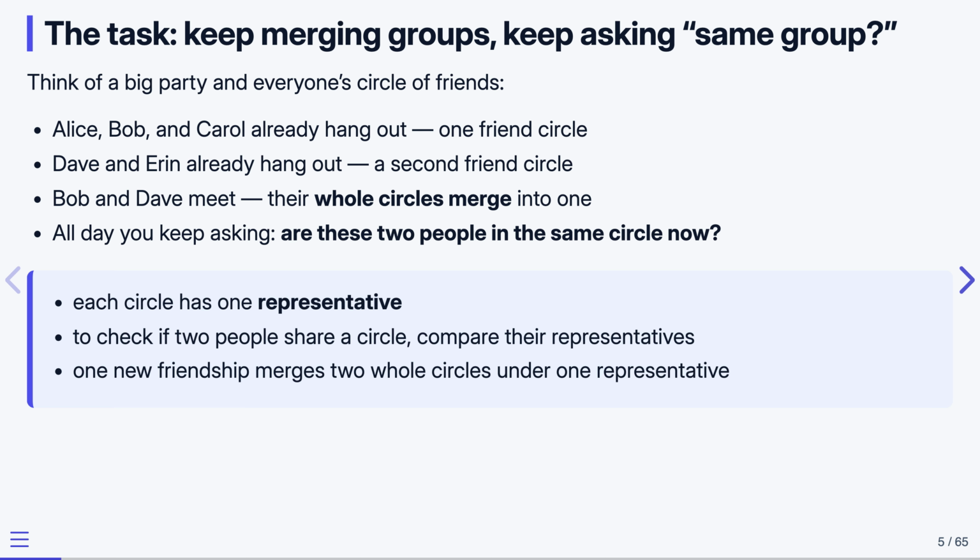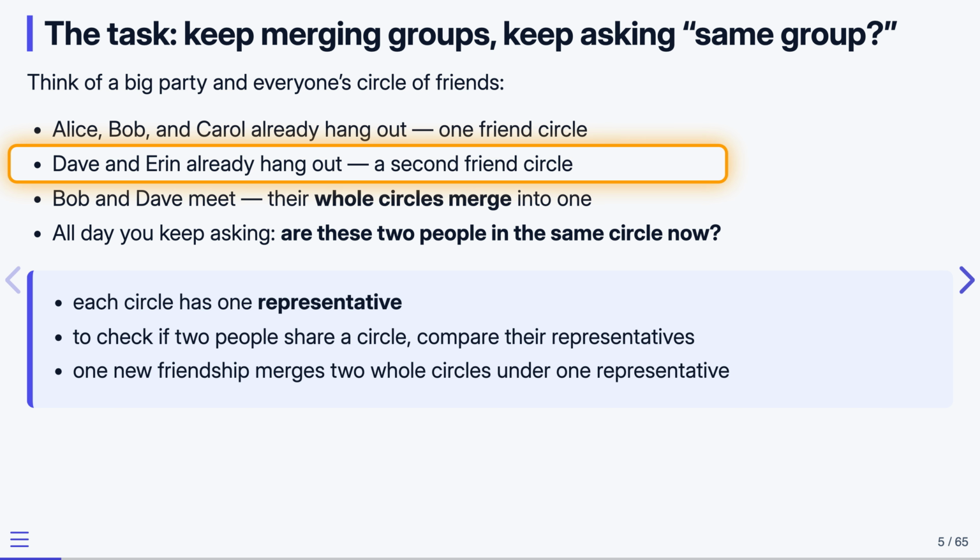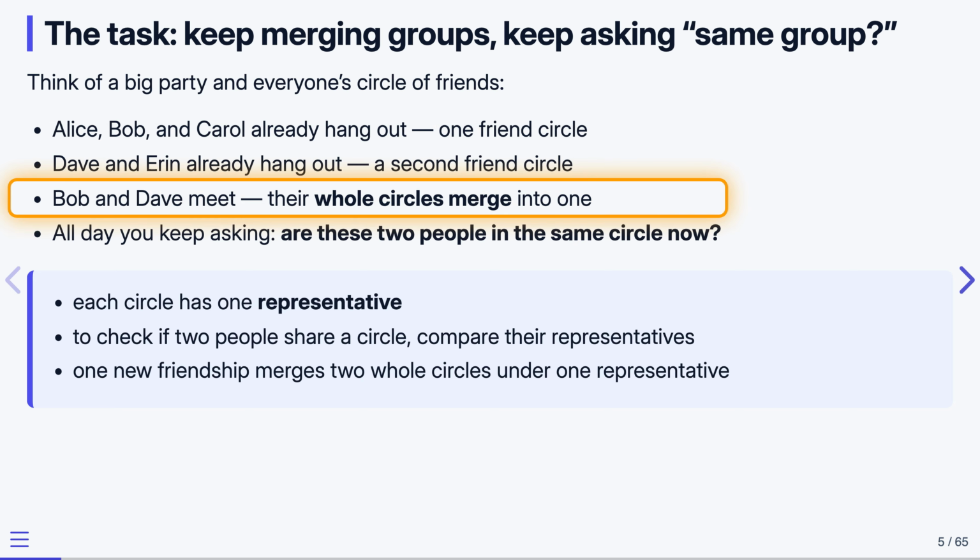Think of a big party and everyone's circle of friends. Alice, Bob, and Carol already hang out together. They form one friend's circle. Dave and Aaron already hang out. They form a second friend's circle. Now Bob and Dave meet. Their whole circles merge into one bigger circle.